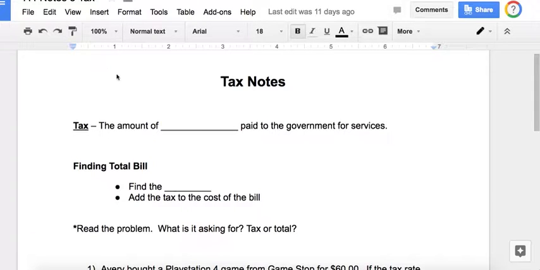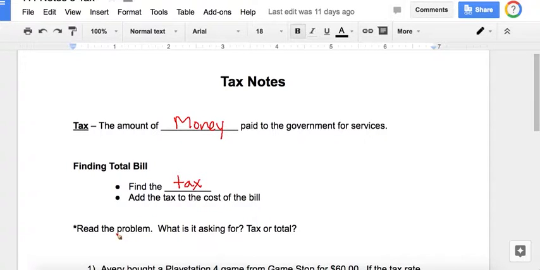So that brings us today to tax. And tax is very similar to tip. The only difference is tax is the amount of money paid to the government for services. Okay? So tip is being paid to a person for a service, and then tax is being paid to the government. So to calculate them, they're exactly the same. The only difference is tip and tax have a different meaning. They're paid to different people. So to find the total bill, we have to find the tax first and then add the tax to the cost of the bill.